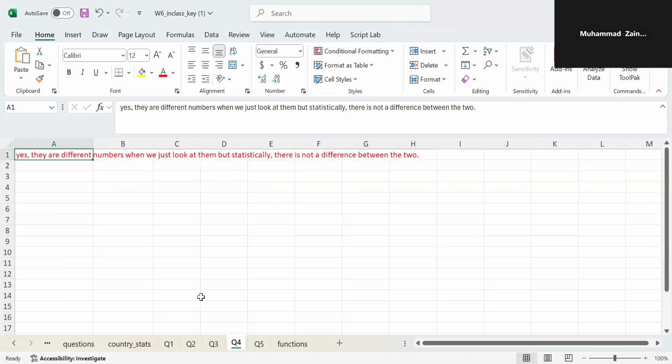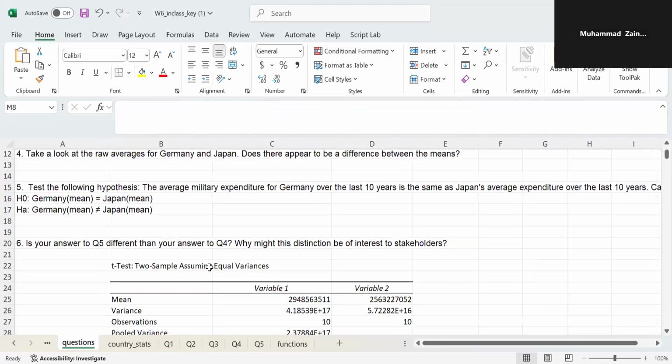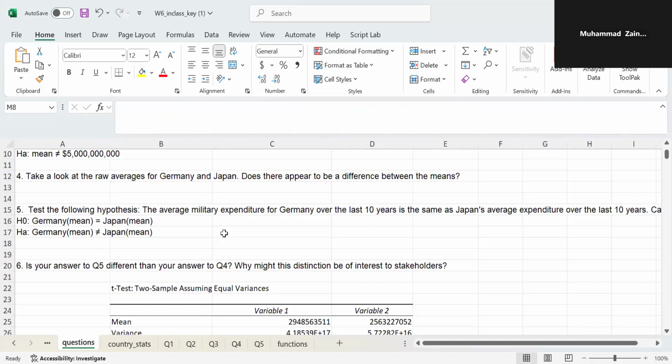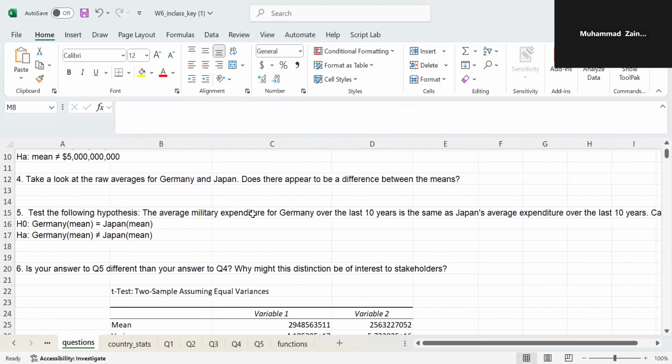So in question number 4, they are different numbers, but statistically, there's not a difference between the two because you have such a wide range. 48 and 49 billion look very close, but again, it all depends on the context. If your standard deviation for a data set is very low, let's say it's 1 million, then this seems like a big difference, right? In billions. So it all is relative, and that's what we are going to find out in question number 5: test the following hypotheses. The average military expenditure for Germany over the last 10 years is the same as Japan's average expenditure. Can you reject the hypotheses?